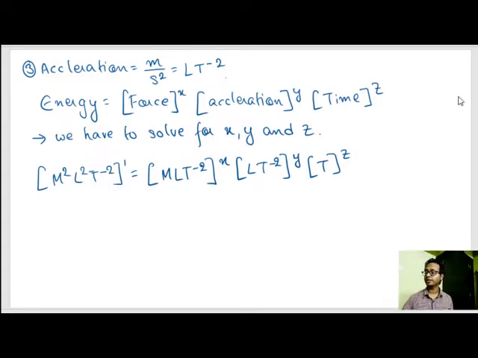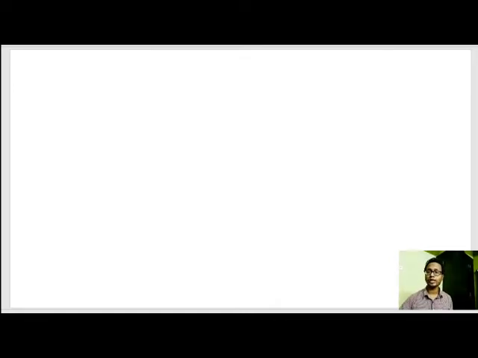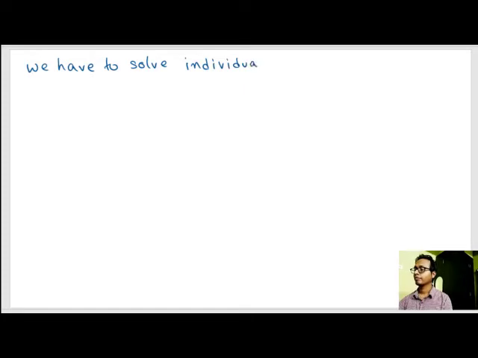How do we solve for x, y and z? We have to solve individually for M, L and T. How? I'll show you. See, to find out x, y and z, we have to solve individually for M, L and T.